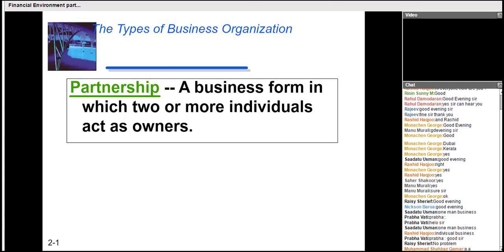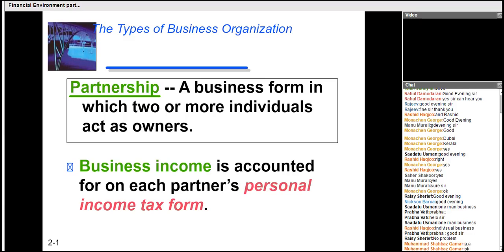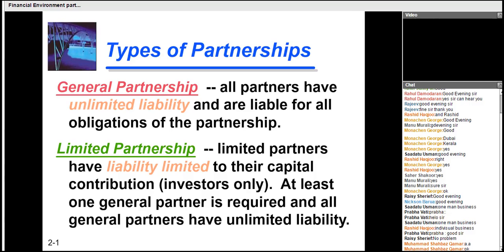And in that case, what will happen? Have a look. Whatever the business income is, that will be accounted for in each partner's personal income tax form. Each partner has to pay the income tax out of their income, out of their profit. So each partner has to pay the taxes. Now, let's see what else they are saying.